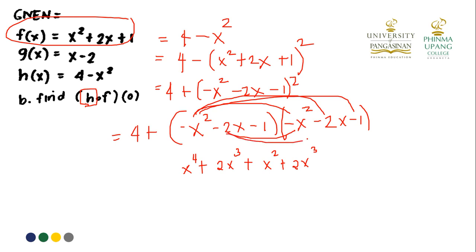Cube. Next, what is negative times negative? Positive 4x squared. Next, what is negative 2x times negative 1? Positive 2x. And then copy. Negative x, positive 2x, then positive.